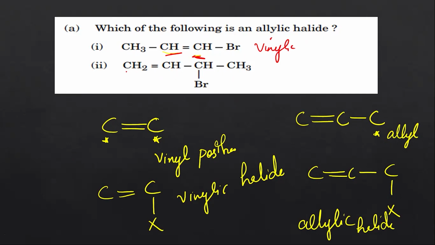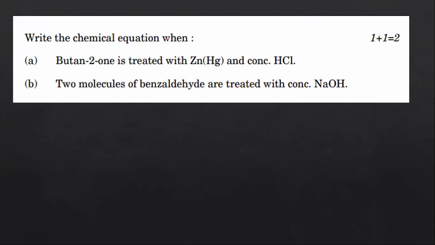And in the case of this one, this is the double bonded carbon, and on the next carbon, bromine is attached. So this is the allyl position, so this is an allylic halide. So this will be the answer. You must understand the difference between vinyl position and allyl position. So it is very easy for this question once you know the correct position. Okay, move to the next question.